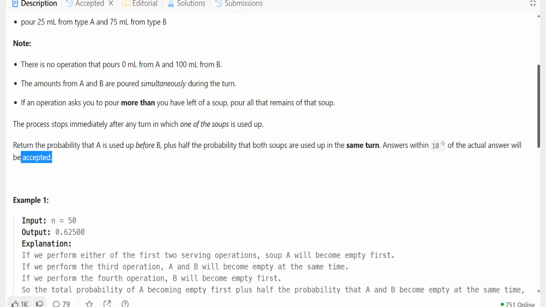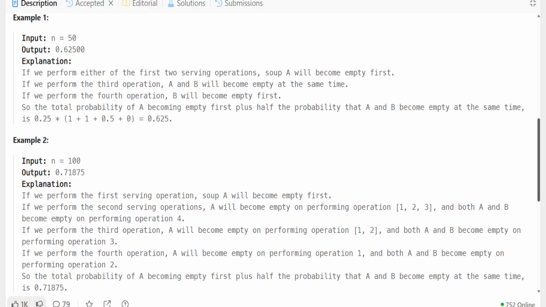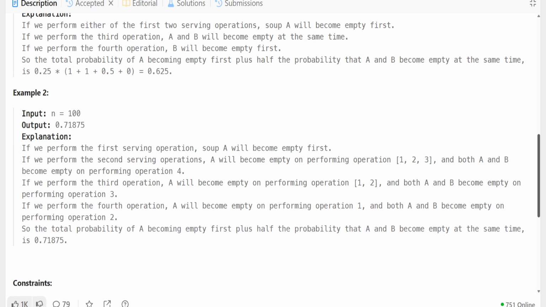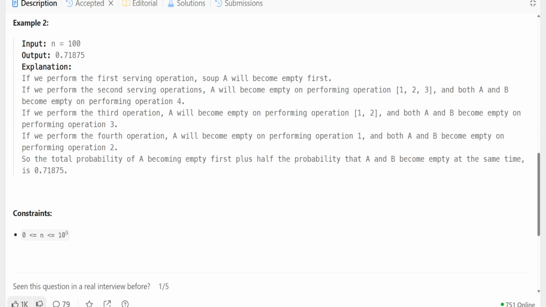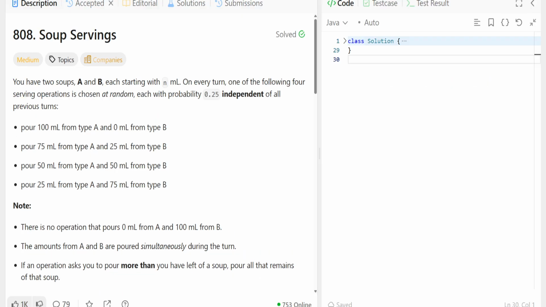You can pause and read these examples, and I'll explain them, don't worry. This is the constraint we have been given, 10 to the power 9. So I'll show you. Give me 1 second.